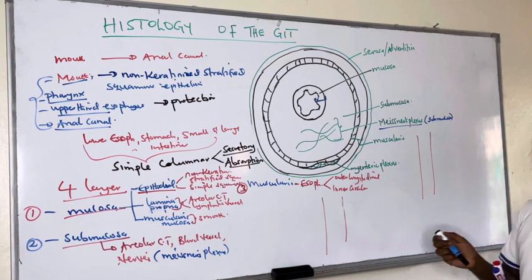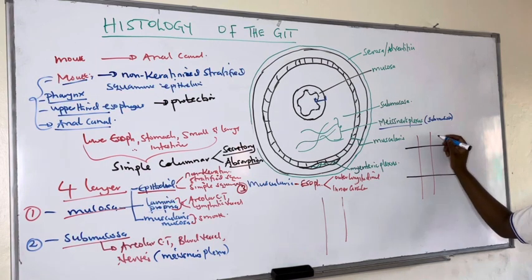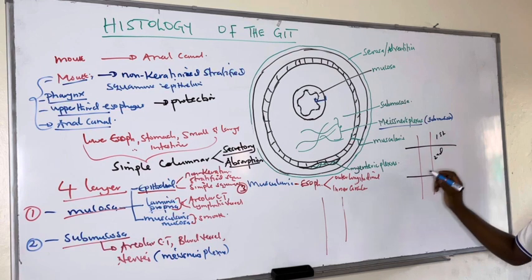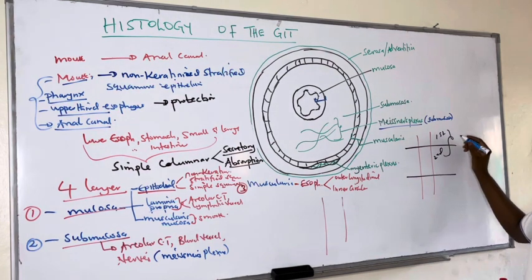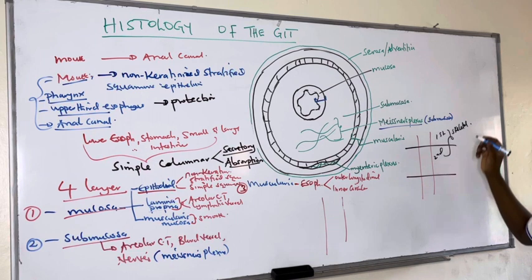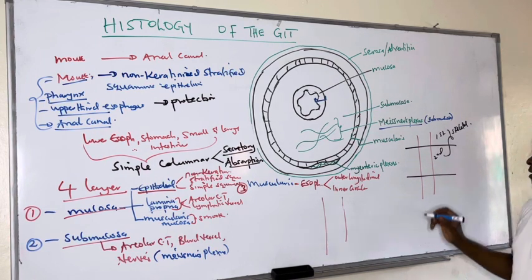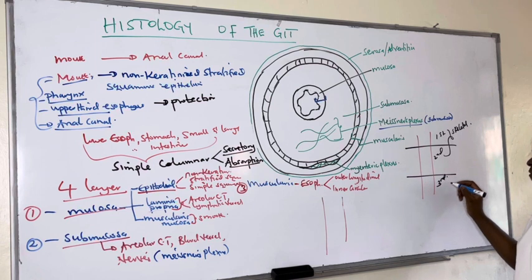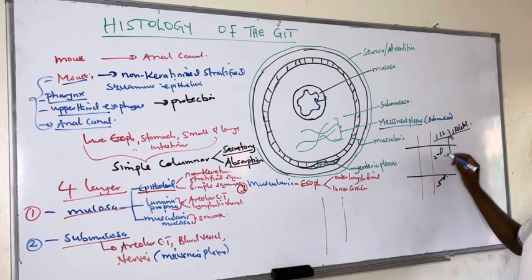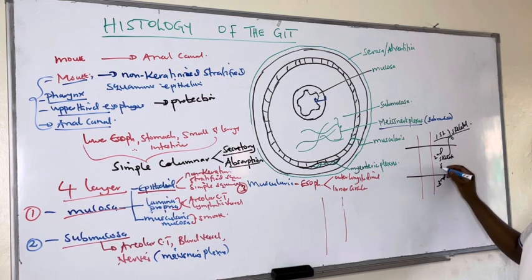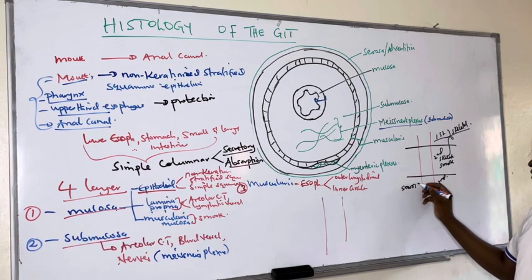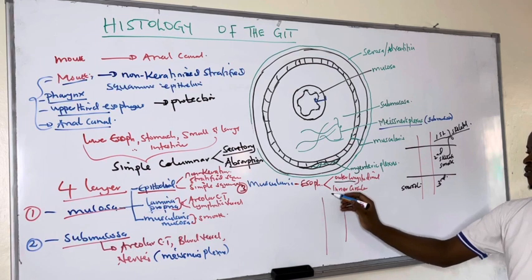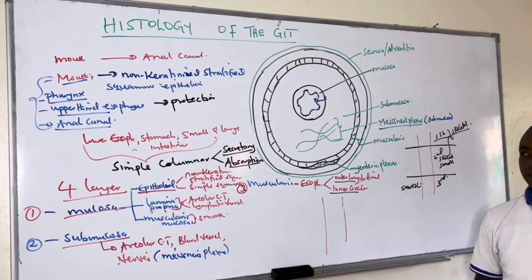If I divide the oesophagus here, this is the oesophagus. If we divide it into three, we see the first part, the muscularis layer, is skeletal. It's made up of skeletal muscles, and that's why you can control them voluntarily. The second part has both skeletal and smooth muscles. Then the last third of the oesophagus has only smooth muscles, made up of outer longitudinal and inner circular. That is the muscularis layer of the oesophagus.